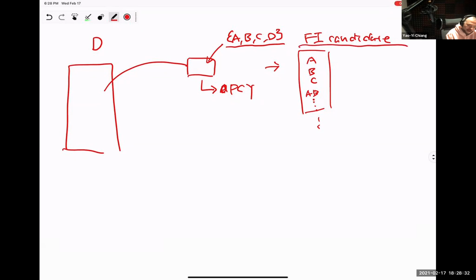And to find your negative border, you just look at all your frequent item set candidates and you say, hey, who is not frequent, but all the immediate subsets are frequent. So you start from single items. Now we are looking at A is frequent, B is frequent, C is frequent, D is not frequent, right? So D will be in your negative border for single items.